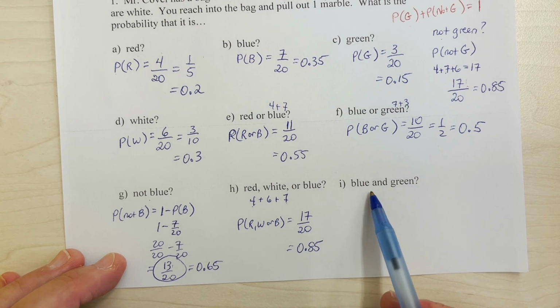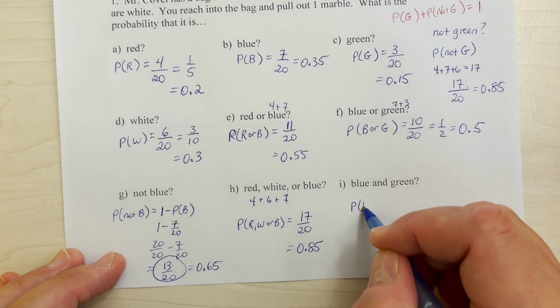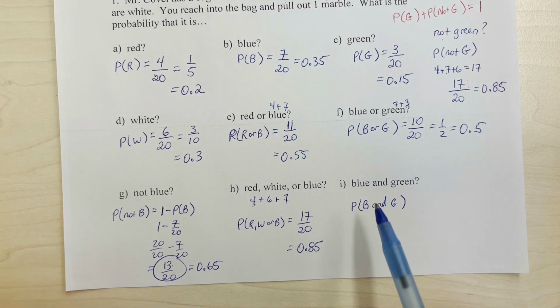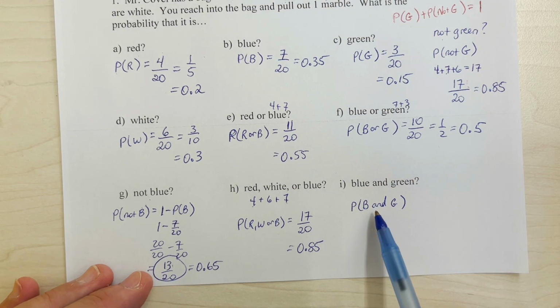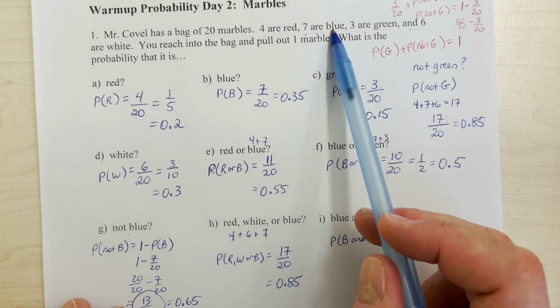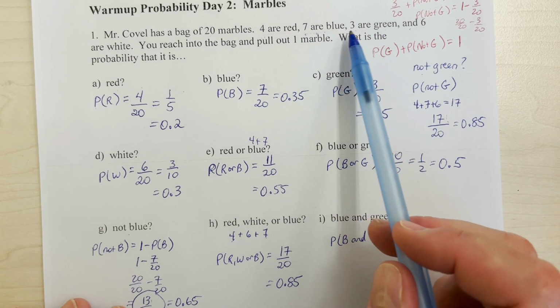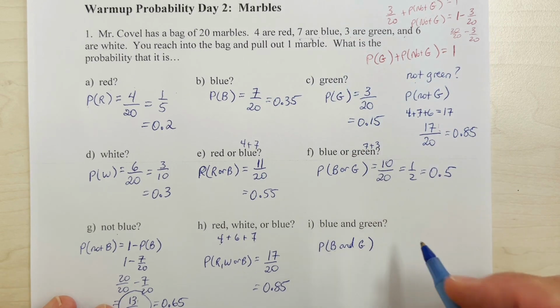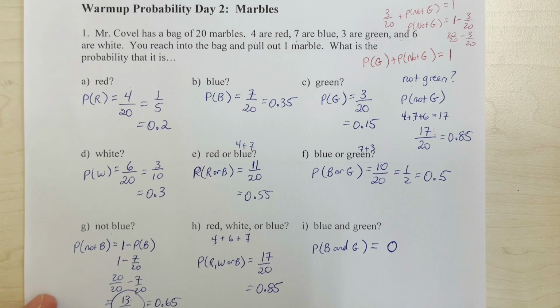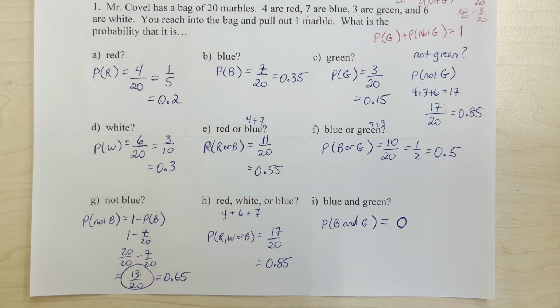And then the last one, what's the probability of blue and green? That means we choose one marble and it's both blue and green. But see, that's not possible because it's either blue or green, but it cannot be both. We don't have a blue-green marble. So this is kind of a tricky question. That probability is 0. And that is the end of part 2.